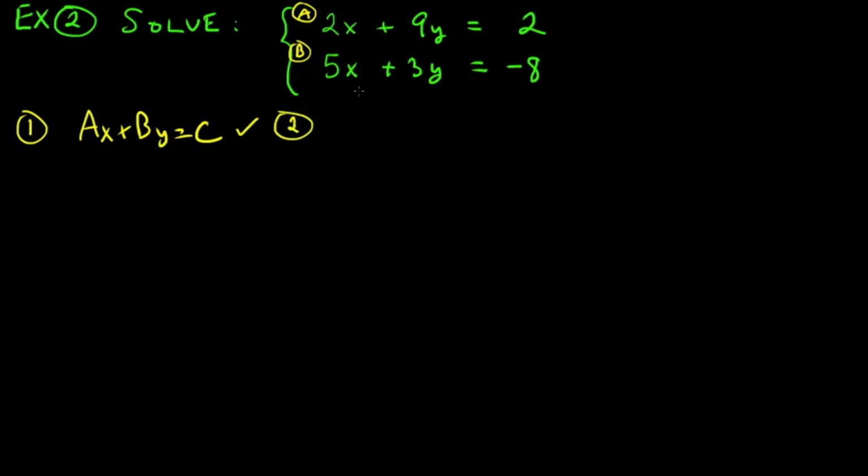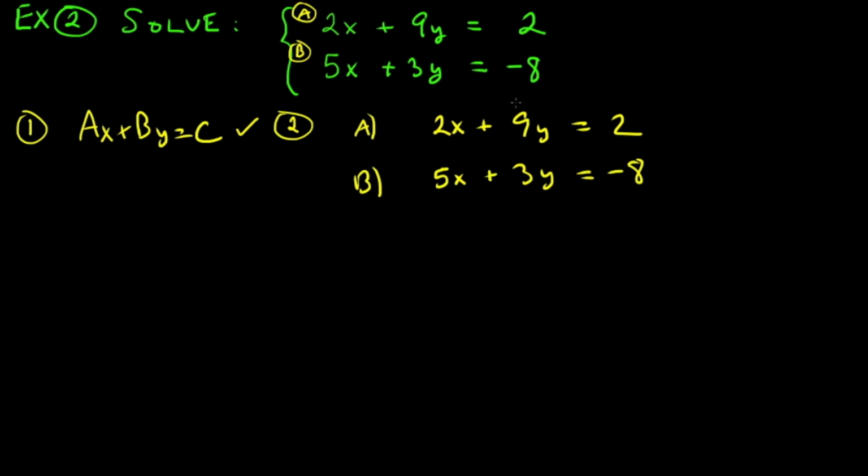Step two is to pick a variable to eliminate. So last time we eliminated the x. Now I think we'll probably do better by eliminating the y here. So equation A was 2x plus 9y equals 2, and equation B is 5x plus 3y is equal to negative 8. So there it is again. I'm just copying it down.